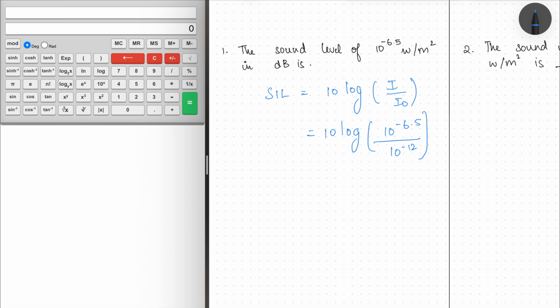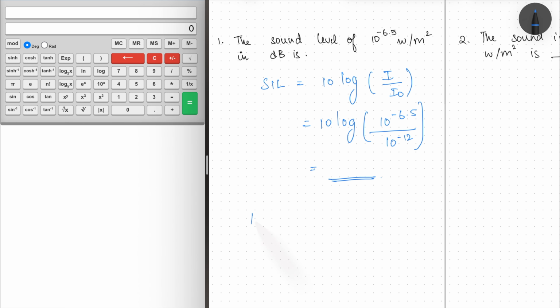But I also taught you the shortcut for this, of how to calculate your sound level. So we'll calculate this in the calculator and see, but before that I'll also do the shortcut now. So there is 10 to the power minus 6.5. So we take that minus 6.5 and we add 12 to it, and you will get 5.5. And this 5.5 you multiply by 10. So your answer would be 55 decibel.